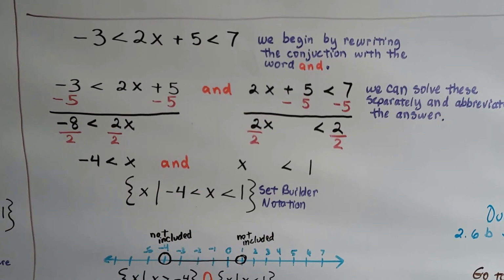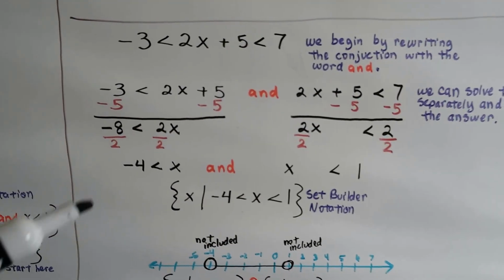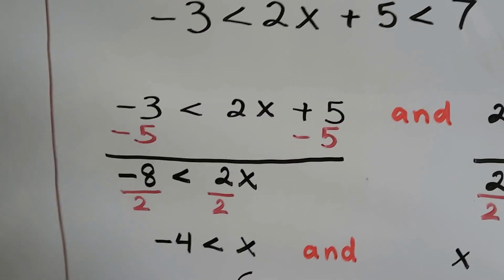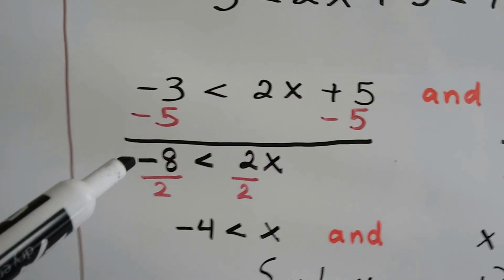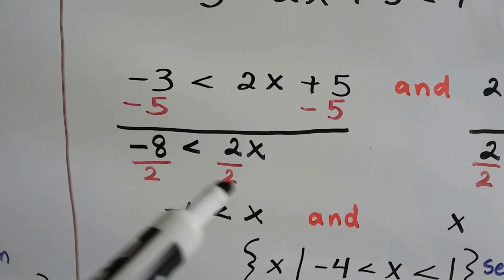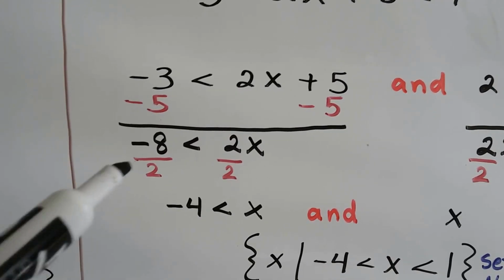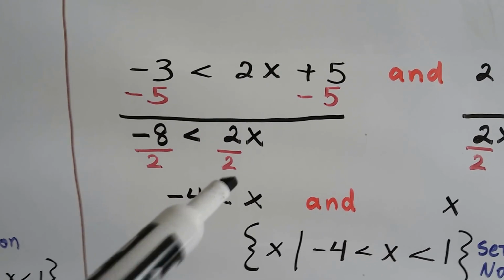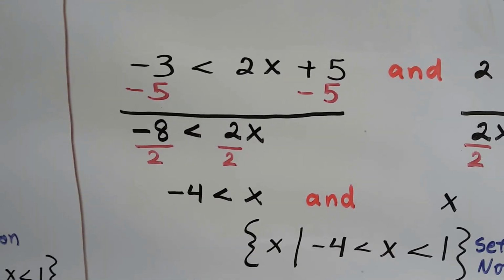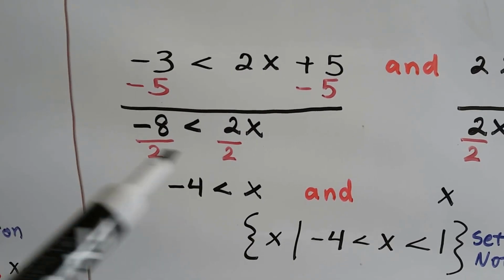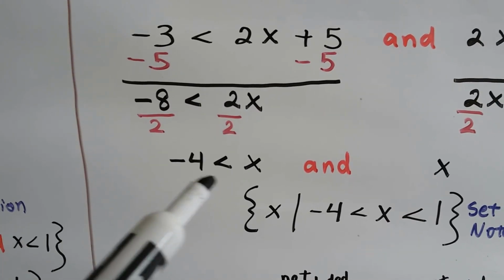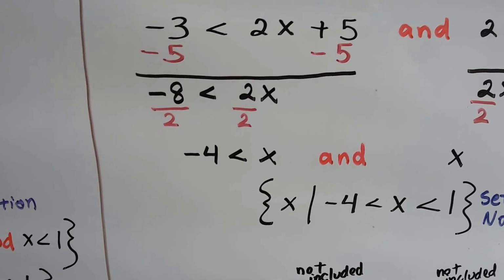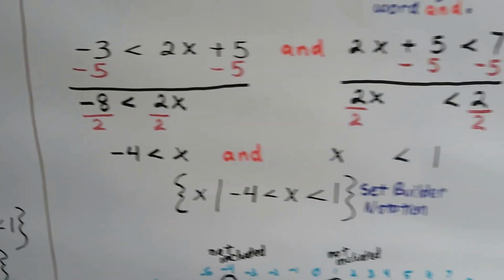We could solve these separately and abbreviate the answer. So we see it's got a plus 5. We can take away 5 from each side with the addition property of inequality. And that gives us negative 8 is less than 2x. We can use the multiplication property of inequality and divide both sides by this coefficient 2. We don't need to multiply by the reciprocal because there aren't any fractions and it's quicker to divide. So we get 1x on this side and we get a negative 4 on this side. So we know negative 4 is less than x.